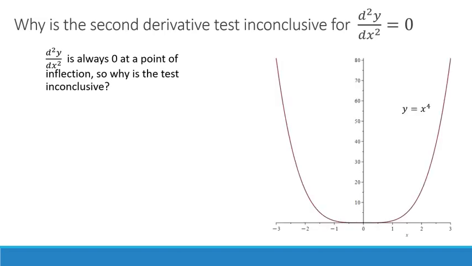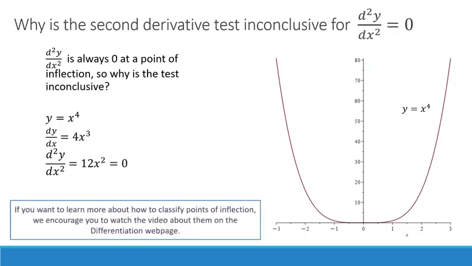Here's an example. Y equals x to the power of 4 has a minimum at x equals 0. If we calculate the second derivative for this curve, we get 0. This means that we always have to use an alternative method to classify points of inflection. If you want to learn more about how to classify points of inflection, we encourage you to watch the video about them on our differentiation webpage.